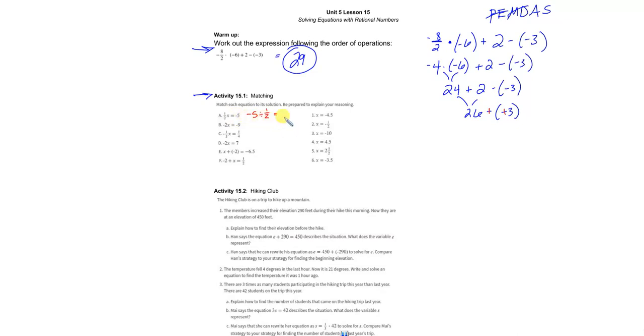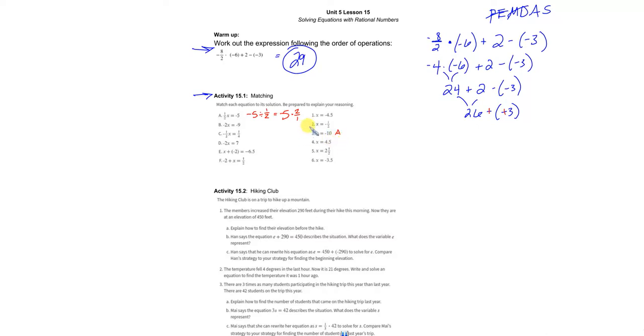And we don't like to divide fractions. We multiply by the reciprocal. So this is really the same as -5 times 2 over 1, or 2. And -5 times 2 is -10. So this one right here matches A. Number 3 matches A.